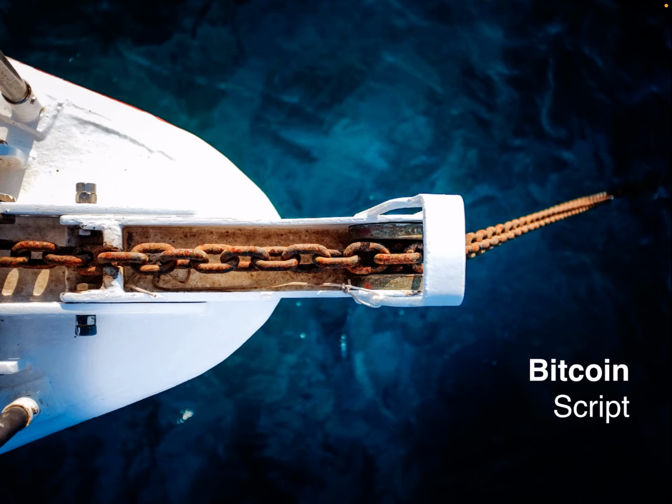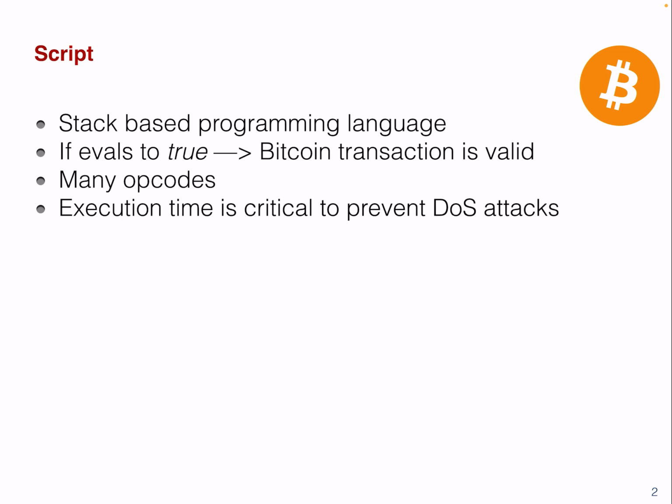Welcome back. Bitcoin script. So in the previous lecture, I kind of oversimplified how a Bitcoin transaction looks. In reality, it's not that simple. You have inputs and outputs, but in order to validate a transaction, you're really evaluating a program. And this program is a stack-based program, which is based on the script language. So here, this program evaluates to true if the Bitcoin transaction is valid.